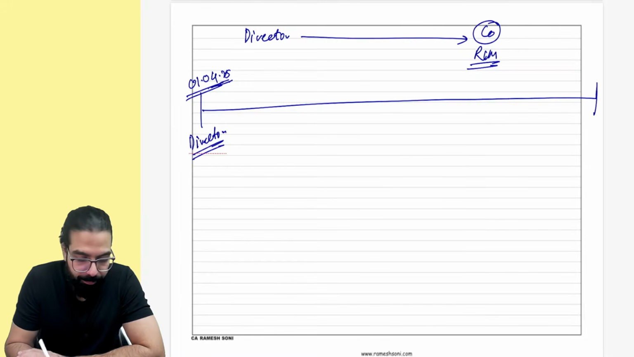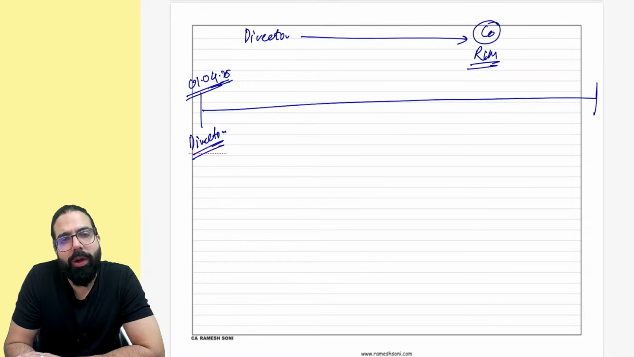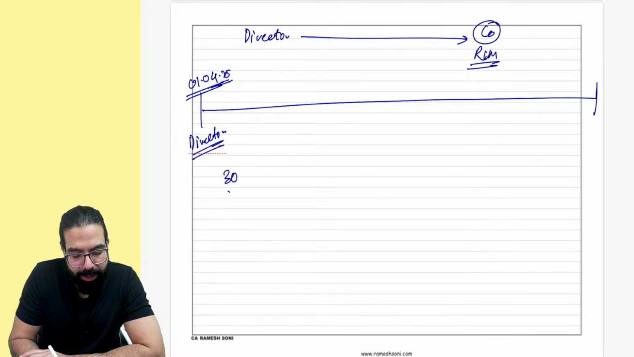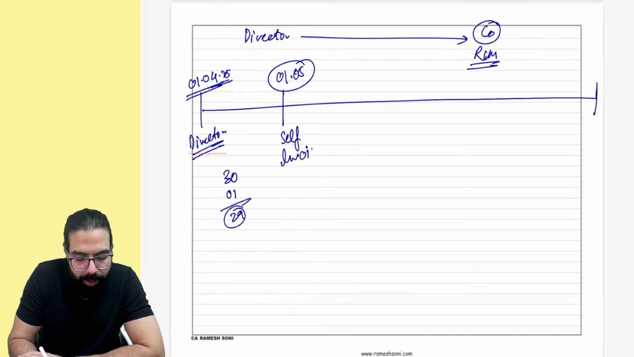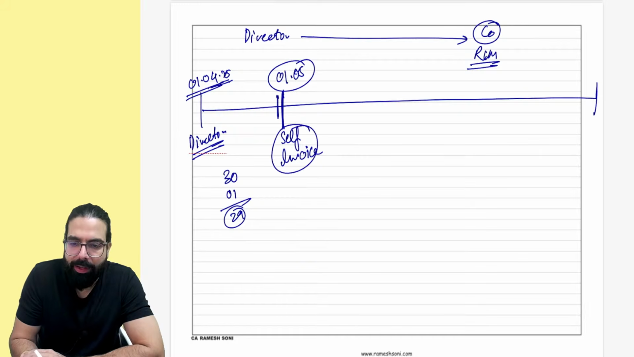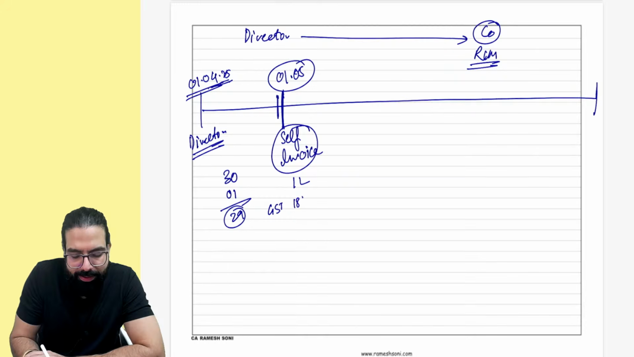I am a company. This kind of invoice should be raised within 30 days. It means when should I raise the invoice? 1st April, April has 30 days. It means on 1st of May I will raise the self invoice. On this date I'll raise the self invoice. For example, 1 lakh rupees of director's services received, GST 18,000. I should pay 18,000 under RCM.